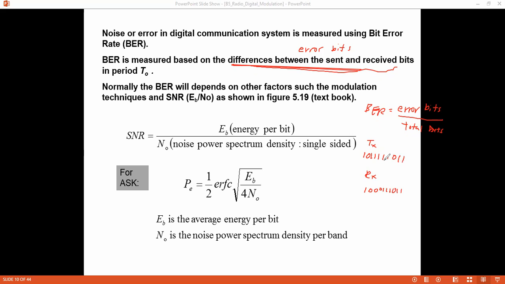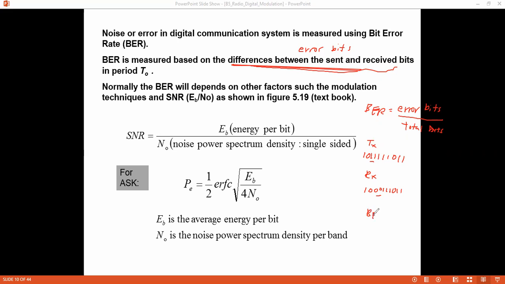1 0 is correct, and then 1 1 was supposed to be sent, but we received 0 0. The rest I think are okay. So we have two bits that are different, so you have two error bits.